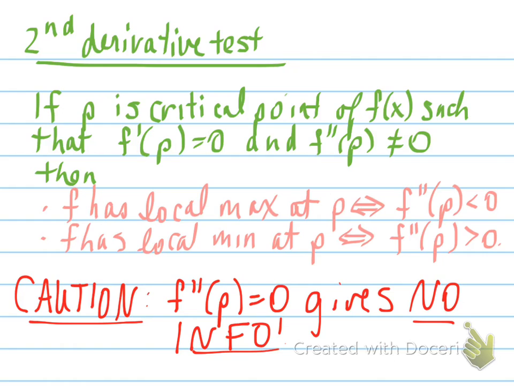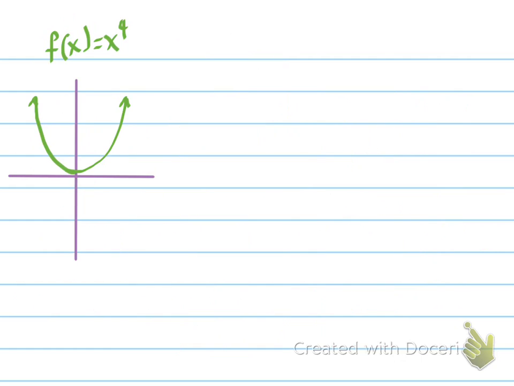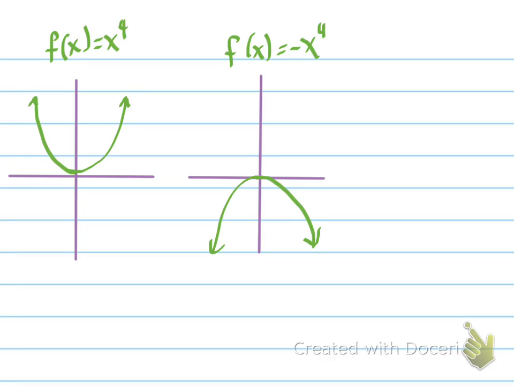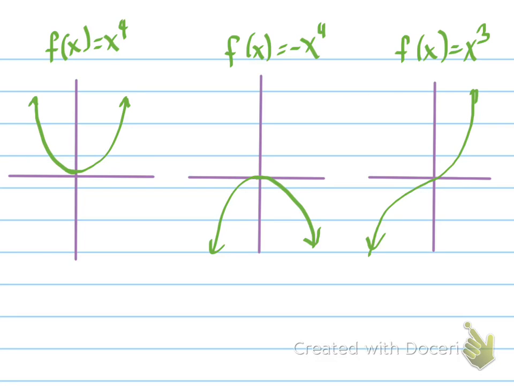So that's great. Notice something, another word of caution here. F double prime of p equals 0 gives us no information. That case is specifically disallowed in the second derivative test. And here's why. If f double prime of p is equal to 0, anything can happen, and I'll show you three different pictures. The first picture is f of x equals x to the fourth. The second picture is f of x equals negative x to the fourth. The third picture is f of x equals x cubed.